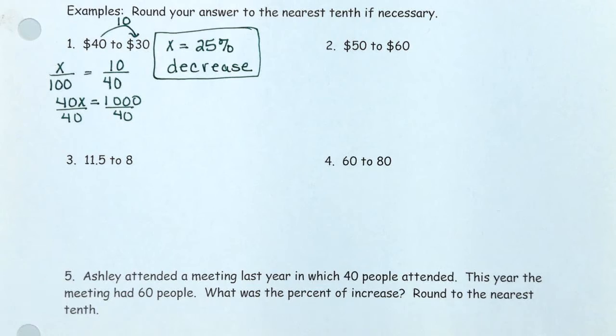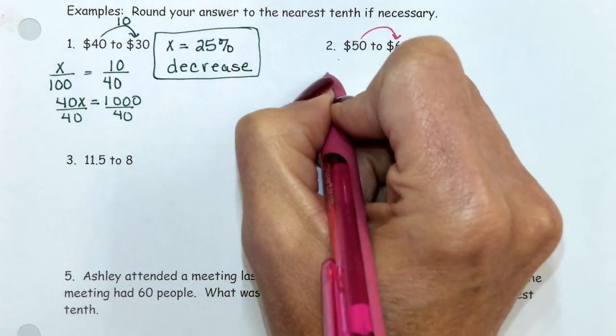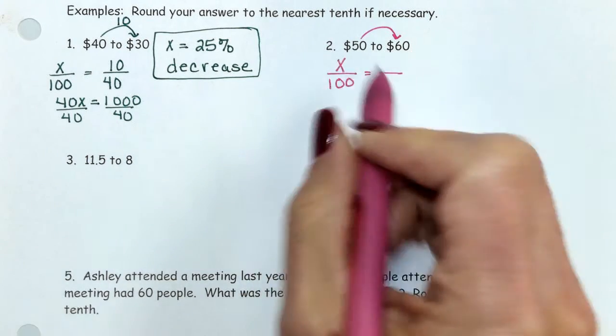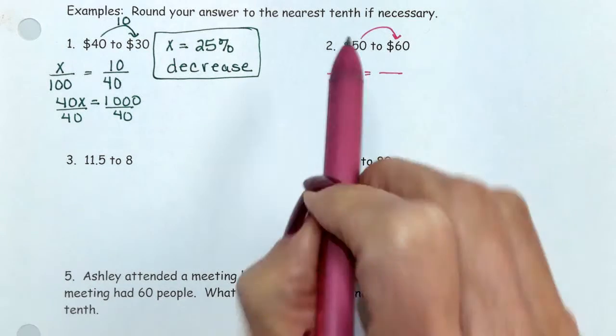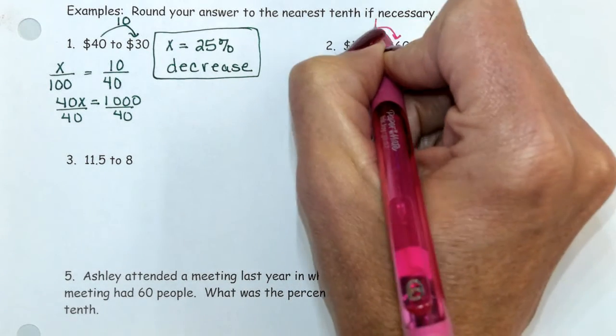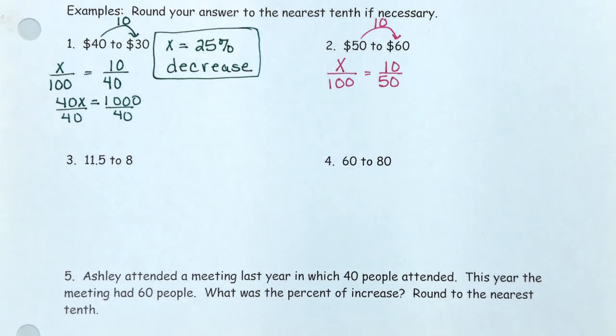For my next one, I'm going from 50 up to 60. So I'm going to set up my proportion just like I have been. My percent is missing. I don't have a percent in this problem. Originally I had $50. Now I have 60. That's a difference of $10. I'm now $10 on the plus side here.